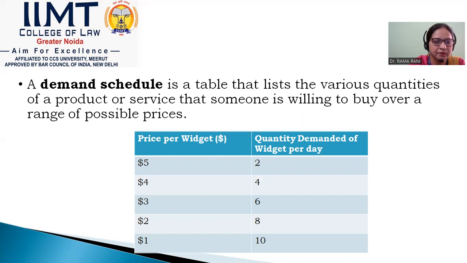If the price of a particular commodity is 5, then its quantity demanded is 2. And if the price is less, if it is 4, then the quantity demanded is 4. And if the price is 3, then the quantity demanded of the particular commodity is 6. And if the price is 2, then the quantity demanded is 8. And if the price is 1, then the quantity demanded is 10. So it shows that if the price of any particular commodity decreases, then its demand increases.